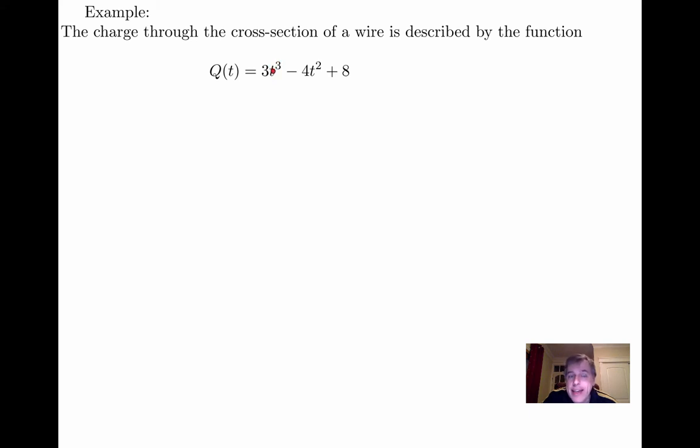Well, t is in seconds. So when you cube a time, you get something in seconds cubed. So this term, because you have a t cubed, is in seconds cubed. That's not in Coulombs. So the units of this don't match the units of that. Here, 4t squared, you square a time, so 4t squared would be in seconds squared. That's not the units of q, so that doesn't make sense. And finally, 8 here has no units.